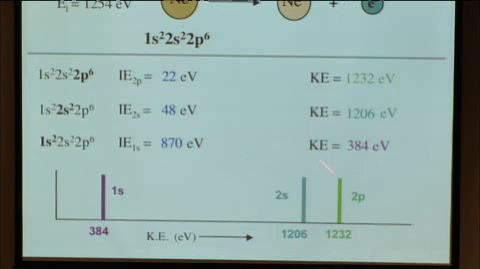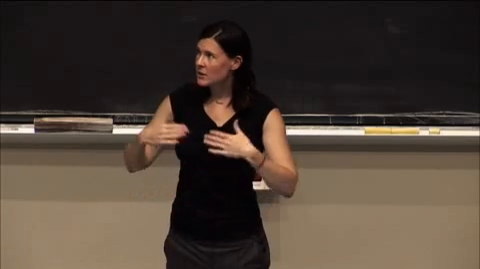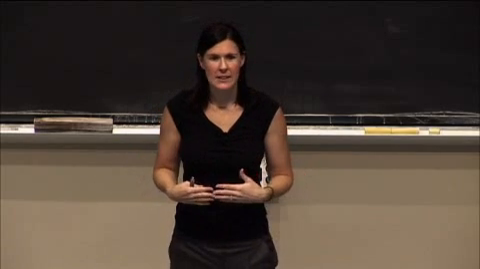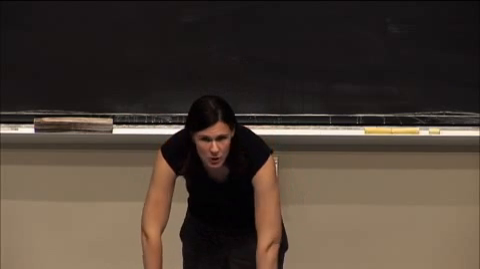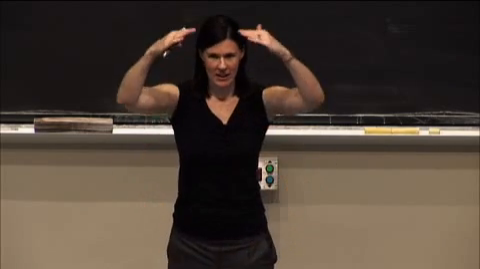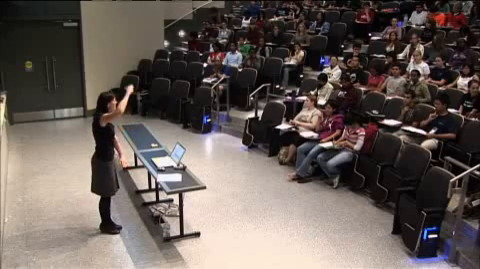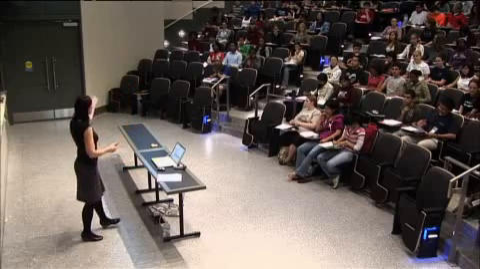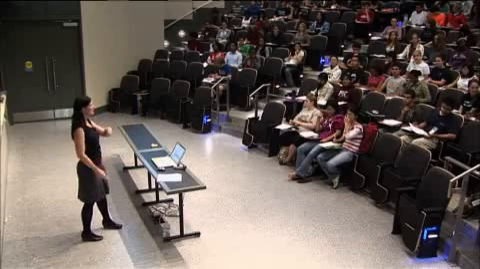The 2s is 1206. And it makes sense that what we see as the greatest ionization energy, which is also the smallest kinetic energy, is that 1s orbital. Remember, because that 1s orbital is all the way down in terms of if we're thinking about an energy diagram, we're all the way down here. So we have a huge amount of energy we have to put into the system in order to eject an electron.